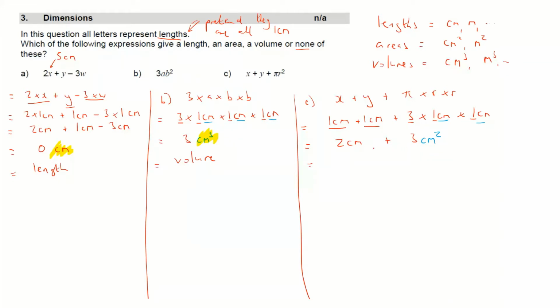There's no answer to this, all right? How do you add together centimeters and centimeter squares? You can't. So if that happens, you know the formula is nonsense. So actually this is none. This is neither a length, an area, or a volume. It's actually nonsense. You could say none. It's a nonsense formula, okay? And that occasionally happens in the exam, so bear that in mind. That's that question done though.